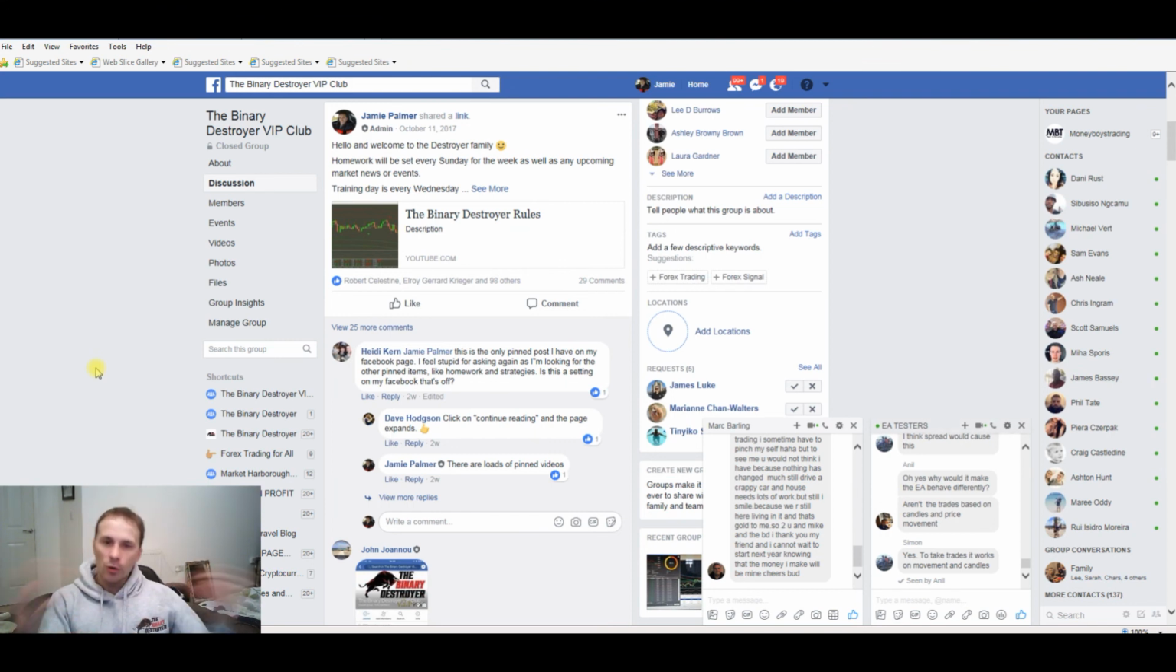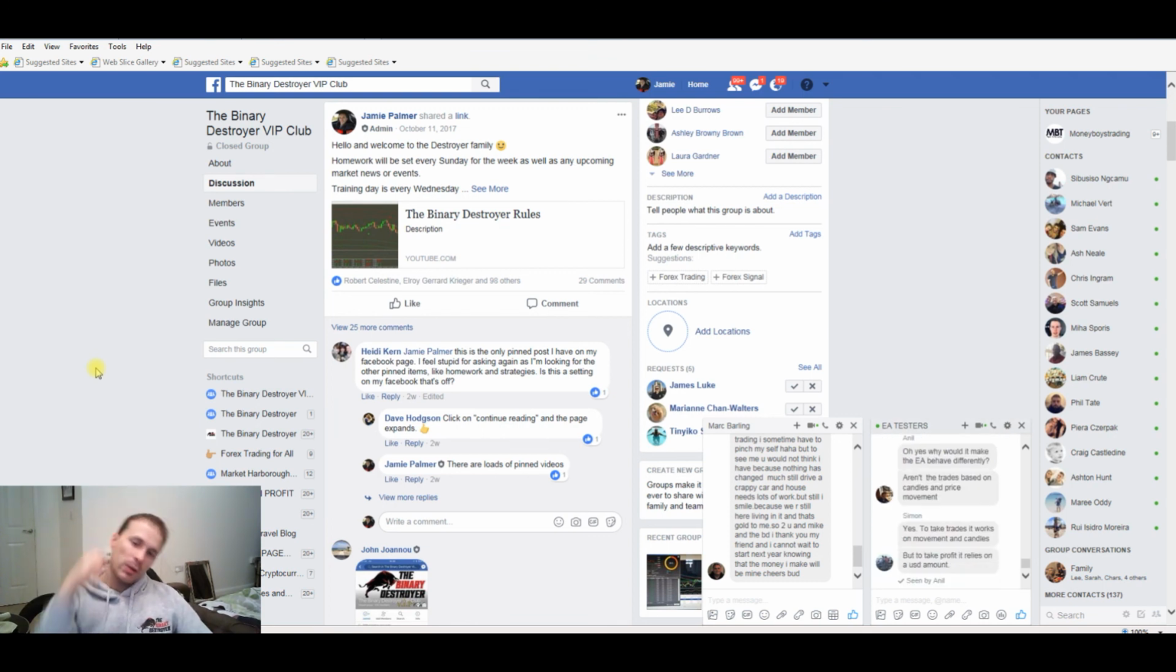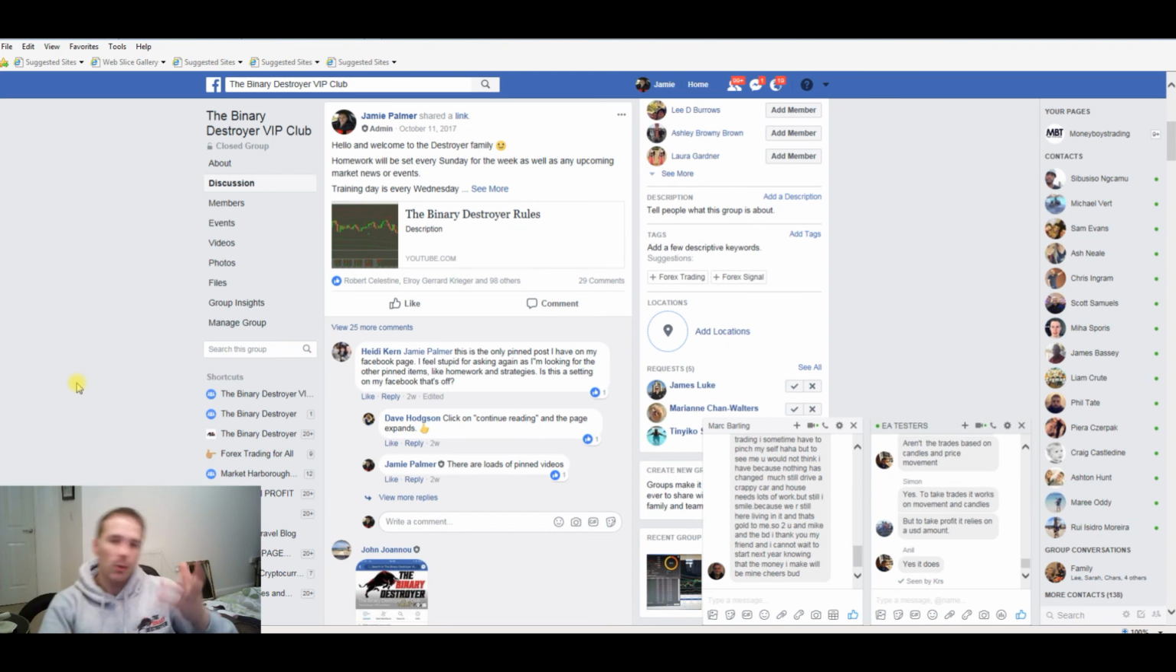I'm not a programmer, so I had to pay people to design the Binary Destroyer around our strategies, and we came up with it. Then we had a small Facebook group. There were probably 10 or 15 people in there, and we all traded the Binary Destroyer. From there it grew to 20, 30, 50, 100, 500, 1,000, and now we have 7,000 members strong. I actually had to set up a full business around this.